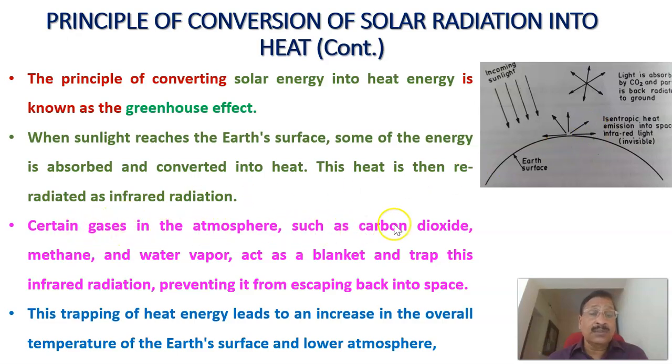Certain gases in the atmosphere, such as carbon dioxide, methane, and water vapor, act as a blanket and trap this infrared radiation, preventing it from escaping back to space. This trapping of heat energy leads to an increase in the overall temperature of the Earth's surface and the lower atmosphere, because these gases act as a blanket and trap the infrared radiation.